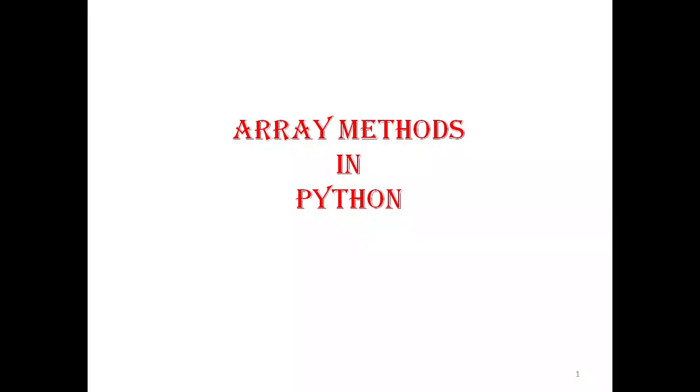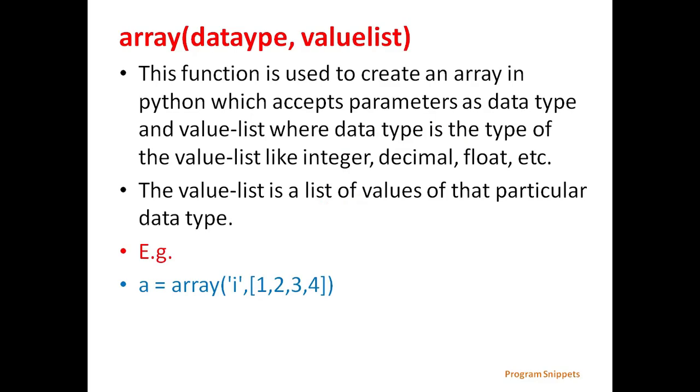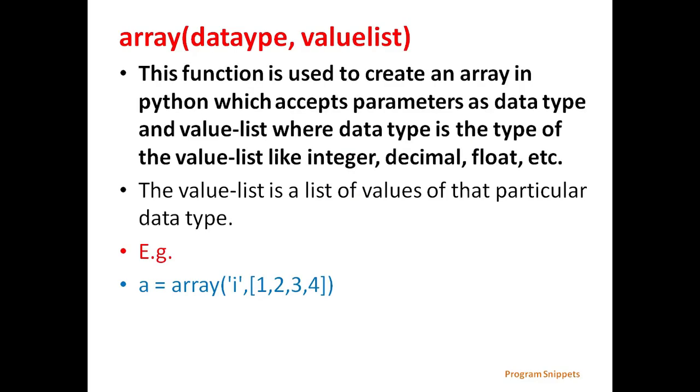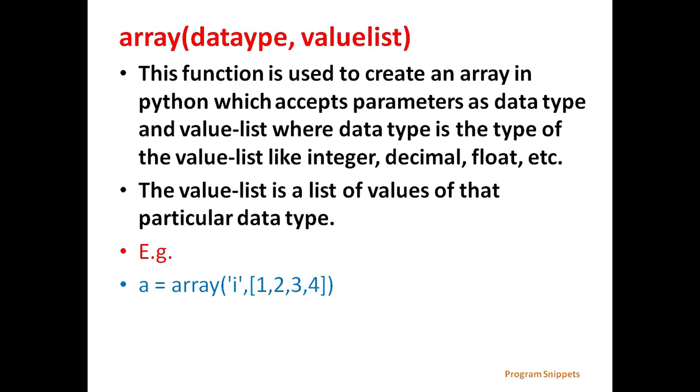Here we will see array methods in Python. First is array with parameters, data type and value list. This function is used to create an array in Python which accepts parameters as data type and value list, where data type is the type of the value list like integer, decimal, float, etc. The value list is a list of values of that particular data type.